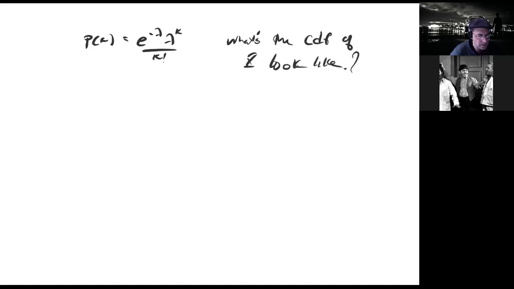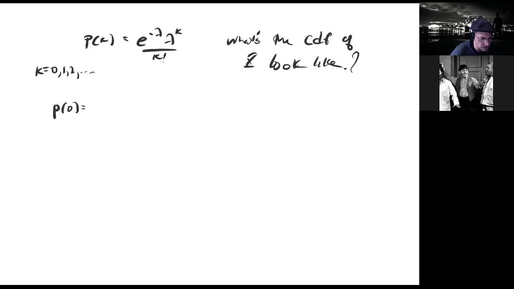So, what is the CDF of this random variable x look like for this PMF? Well, here's the deal, right? P of k is defined when k is 0, 1, 2, etc. So, let me write down the first few values.